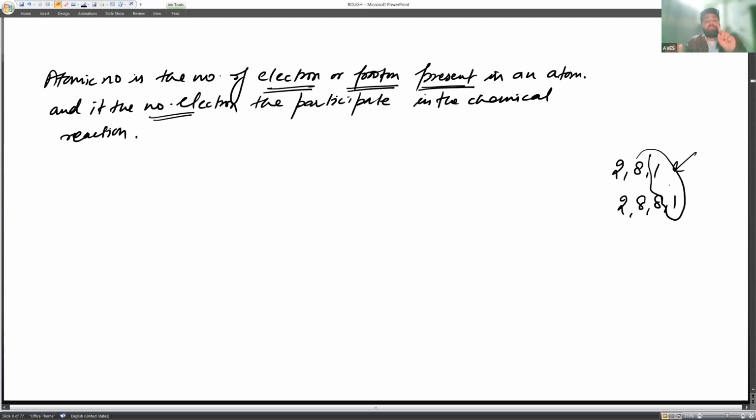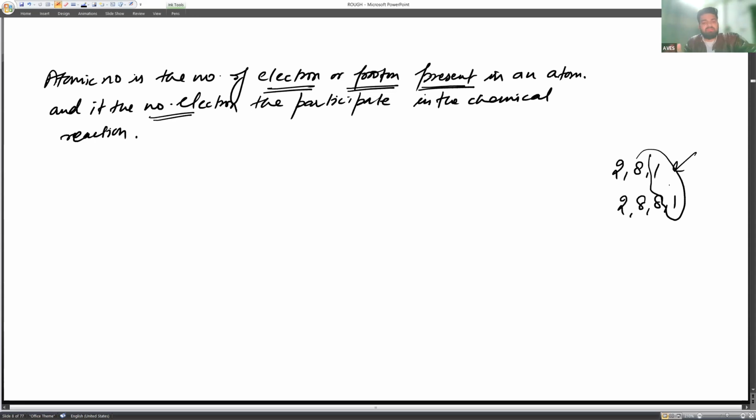Moreover, no two atoms can have the same atomic number. If they have different atomic numbers, they are different, because they show different chemical properties. So we say that atomic number is the identity of an element, because no two atoms can have the same number of protons and electrons.